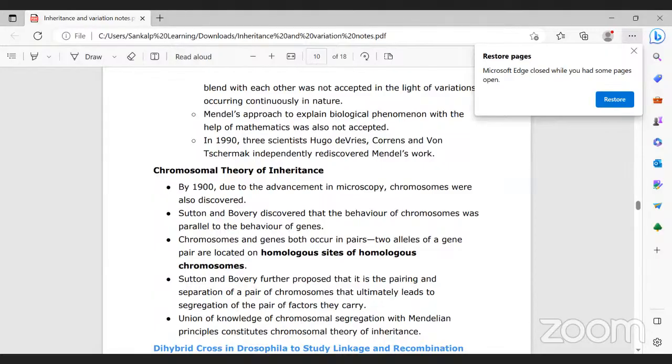Sutton and Boveri further proposed that it is the pairing and separation of a pair of chromosomes that ultimately leads to the segregation of the pairs of factors they carry. The union of knowledge of chromosome segregation with the Mendelian principle constitutes the chromosomal theory of inheritance. Okay, thank you, Prema.